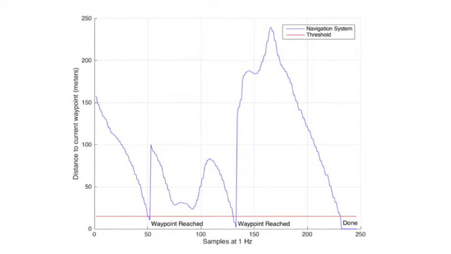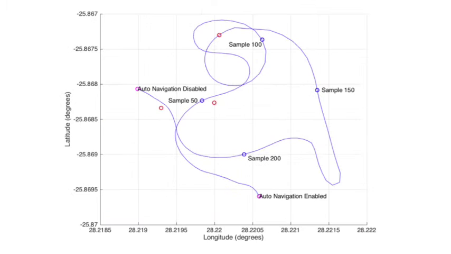So the telemetry information for that flight was recorded on the ground control station and subsequently plotted. This one shows the distance to the current waypoint versus time. And you can see the distance to the next current waypoint reaches a minimum, and then the waypoint is reached. That threshold was set at 15 meters, but the average waypoint intercept distance was calculated as just over 8 meters, so that was better than the spec desired.